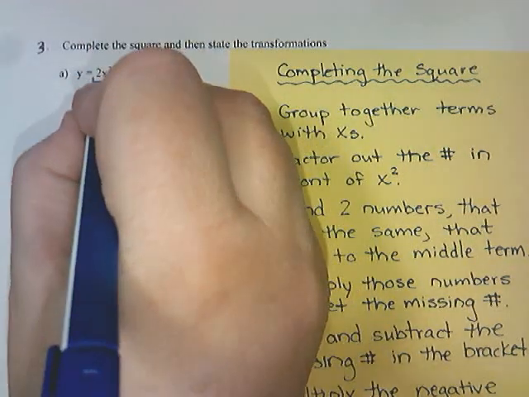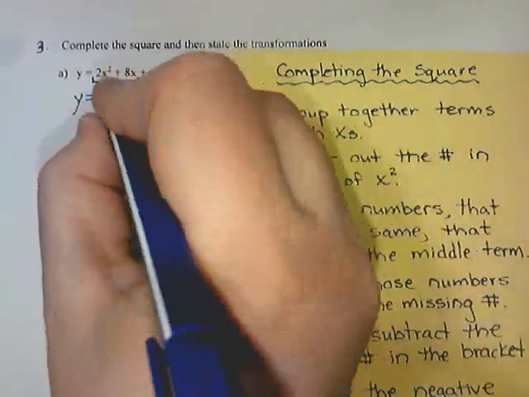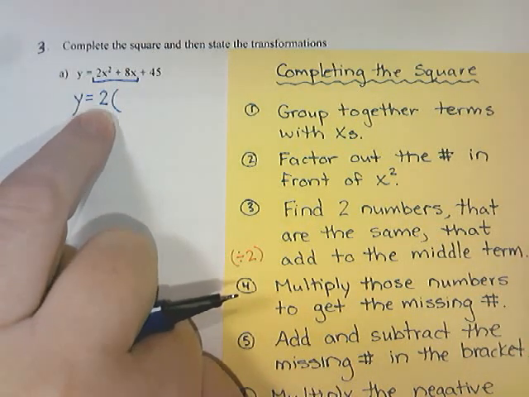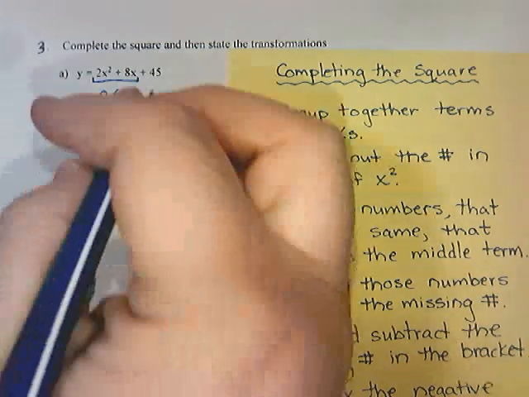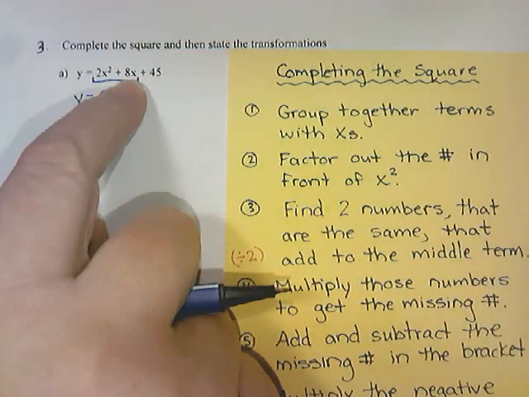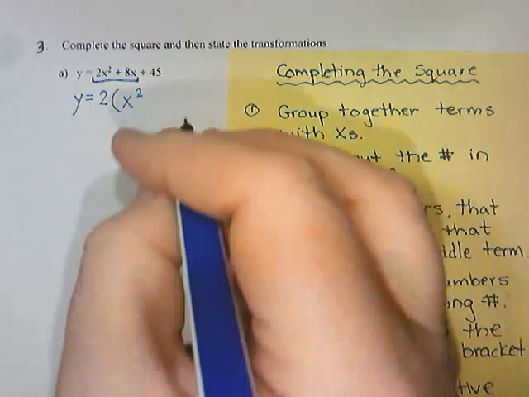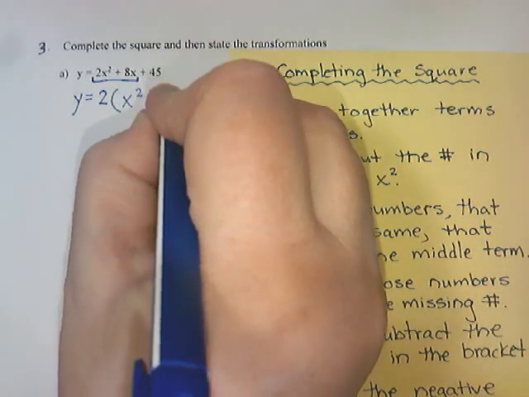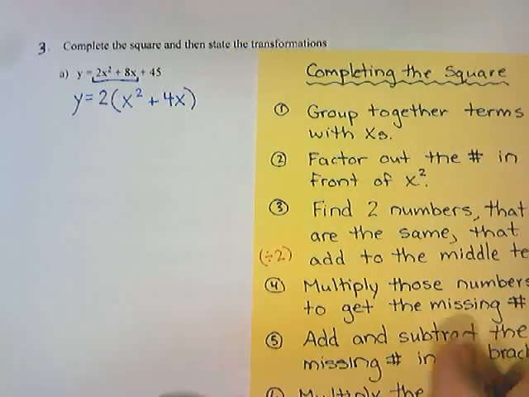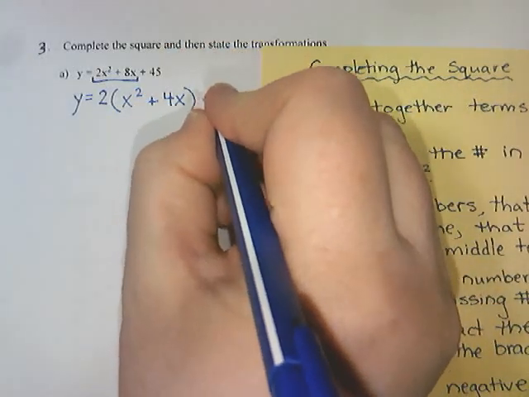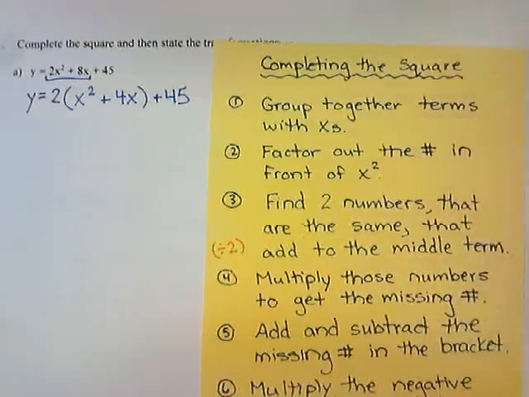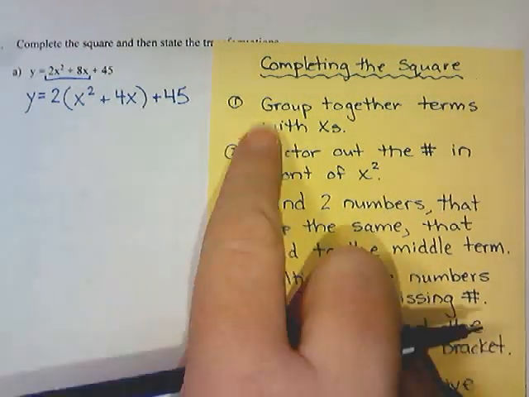So I'm going to factor out 2, and then 2x squared divided by 2 is 1x squared, or I'm just going to write x squared. And then 8x divided by 2 is 4x. So I have x squared plus 4x, and I still have plus 45. Okay, so that's step 1 and 2 done.